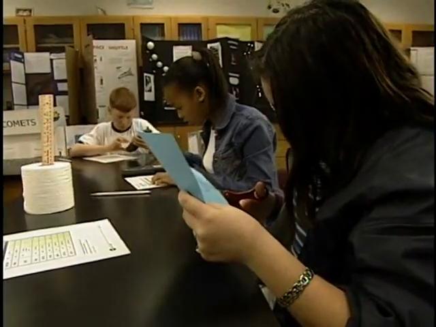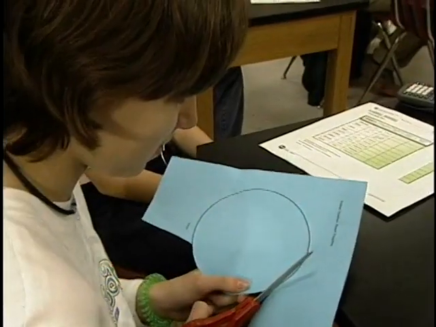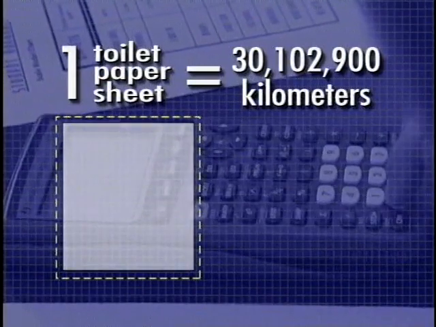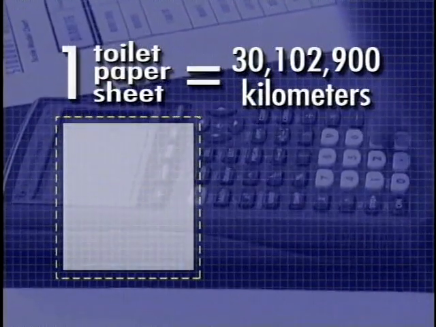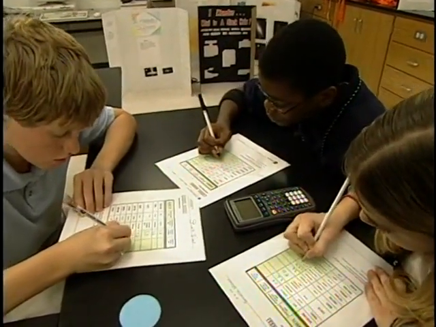Each group will be assigned a planet. Cut out your assigned planet using the planet template. The scale for this activity is 1 toilet paper sheet equals 30,102,900 kilometers. Using the scale, students complete column 4 on the scale model chart.